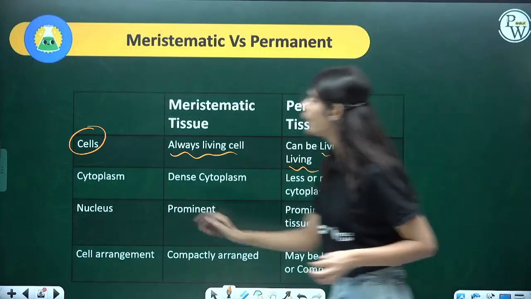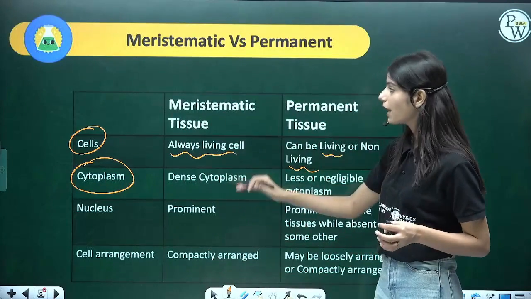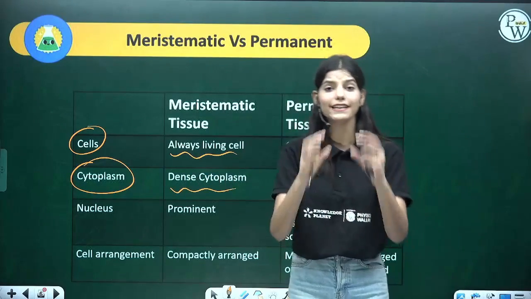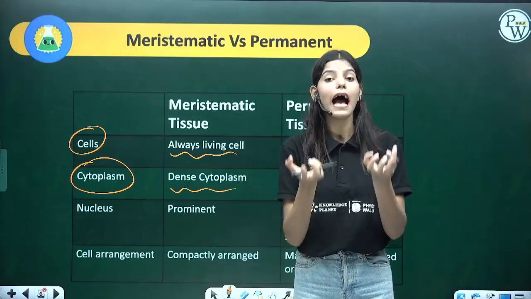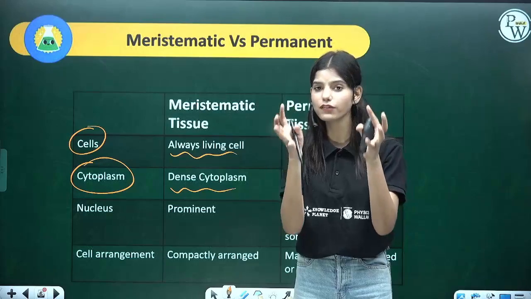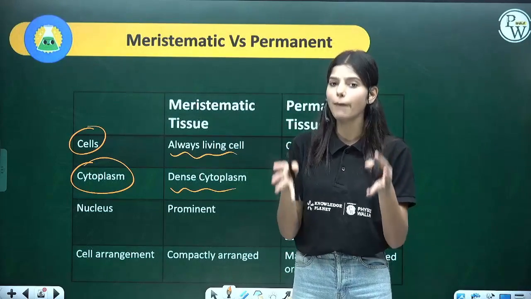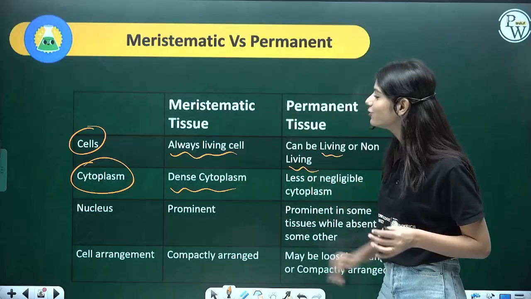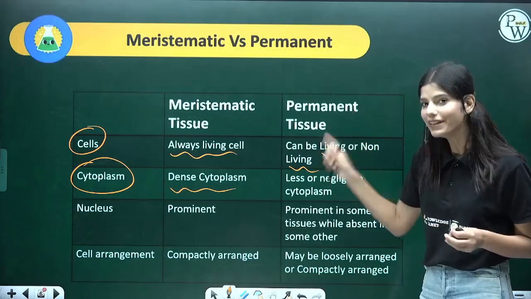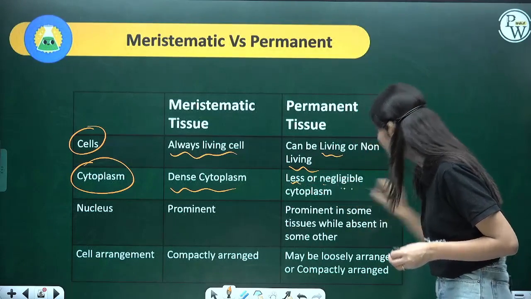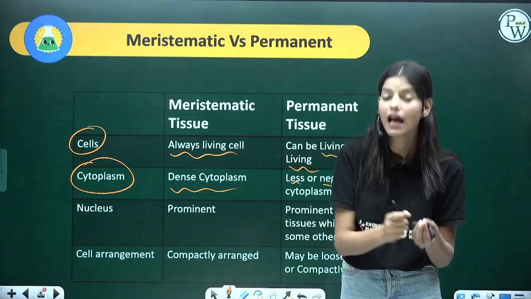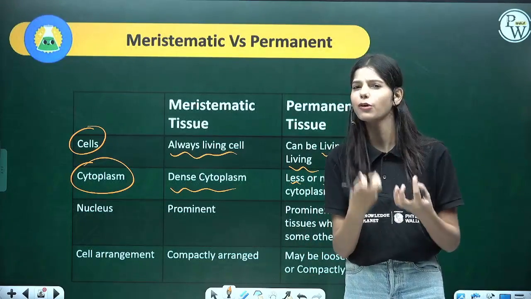Now, guys, talking about the cytoplasm. In case of meristematic tissue, it is comprised of dense cytoplasm. Why exactly? Because the cells have to divide. They have to distribute the cytoplasm, and that's why they have this large amount of cytoplasm, or you can say dense amount of cytoplasm. But if you talk about the permanent tissue, they have less and negligible cytoplasm. They have various organelles present inside the cells, and these cells have the least amount of cytoplasm.